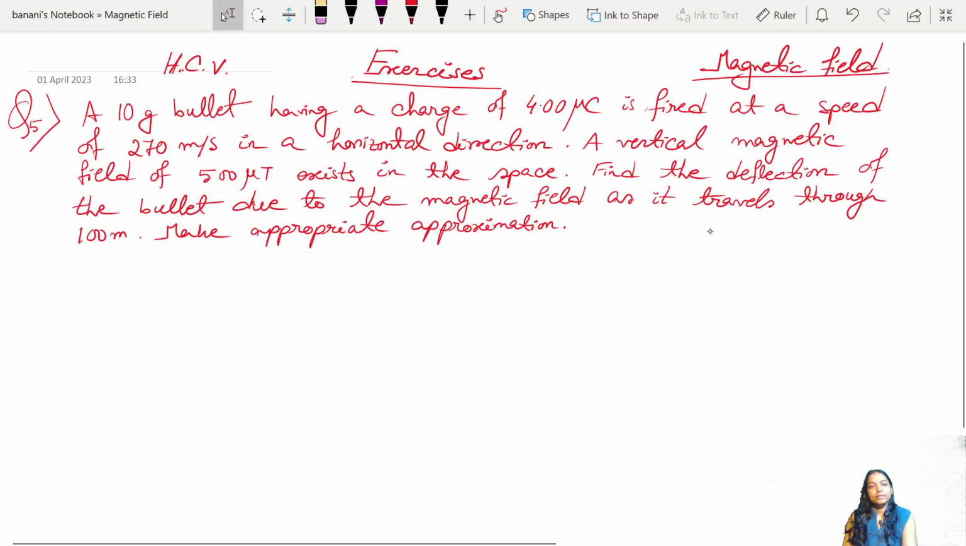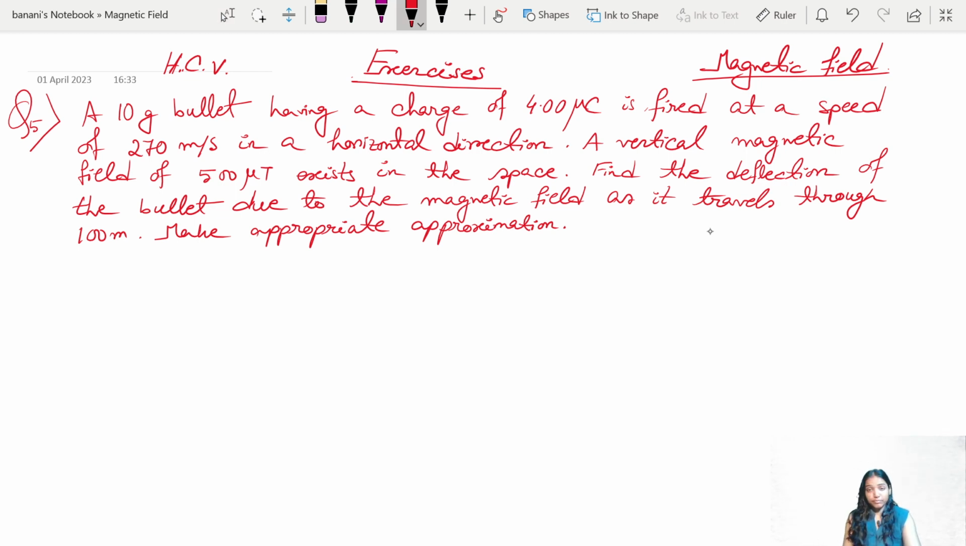Here the question is that a 10-gram bullet having a charge of 4 microcoulomb is fired at a speed of 270 meter per second in a horizontal direction. A vertical magnetic field exists in the space, and find the deflection of the bullet due to the magnetic field as it travels through 100 meters. Make its approximation.